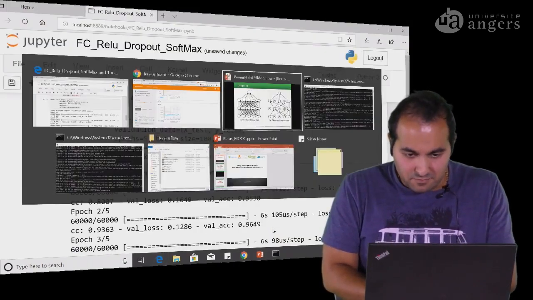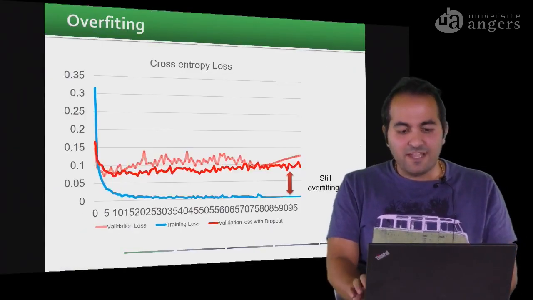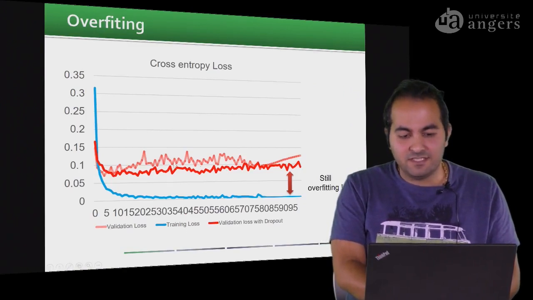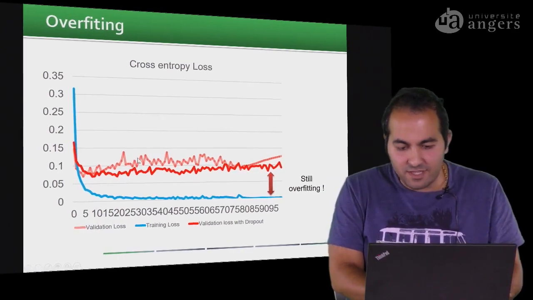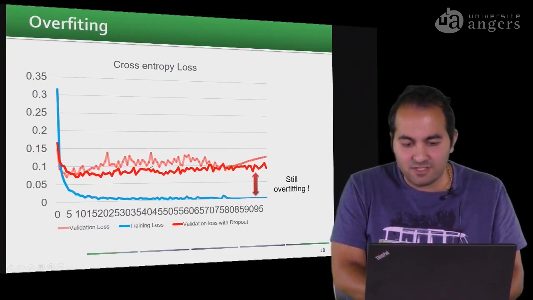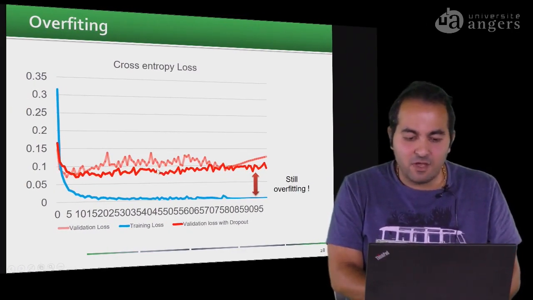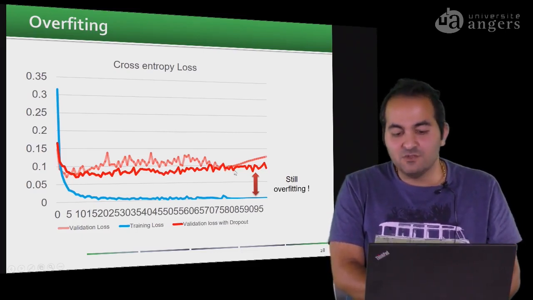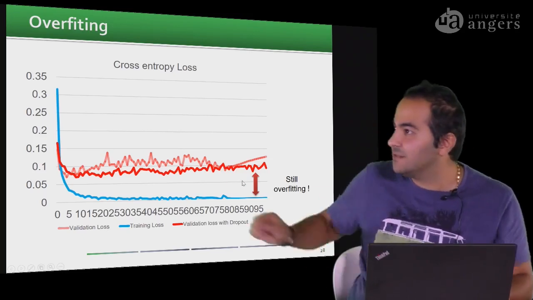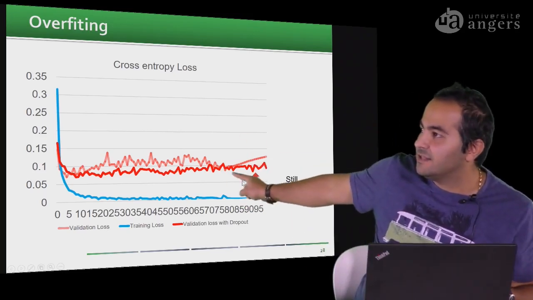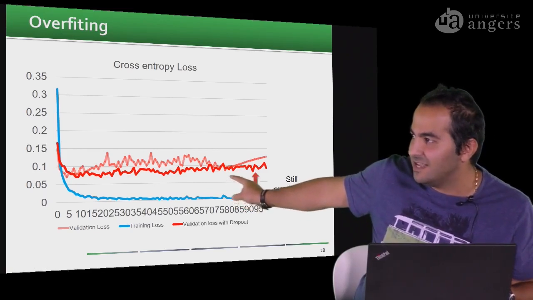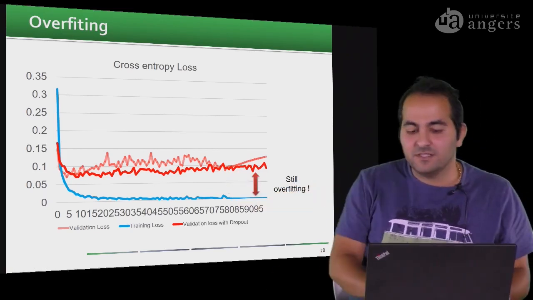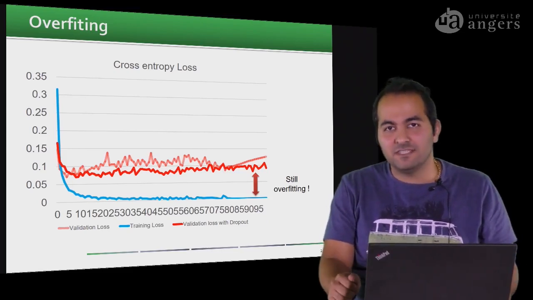If we go back to this, here we see the transparent red for the normal model without dropout, and the red one is with the dropout. So we reduced this distance between the loss of validation and the loss of training a little, but we still have overfitting.